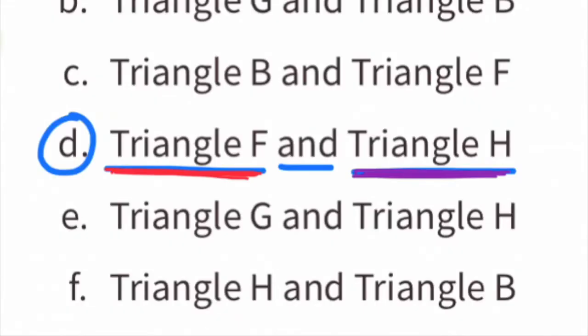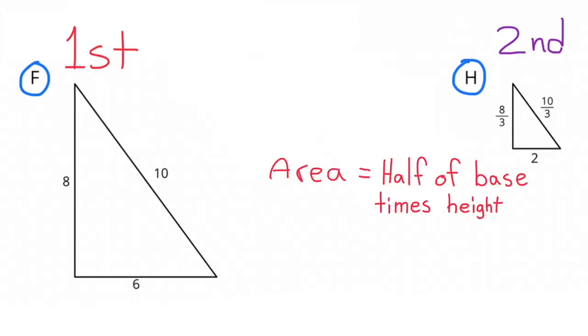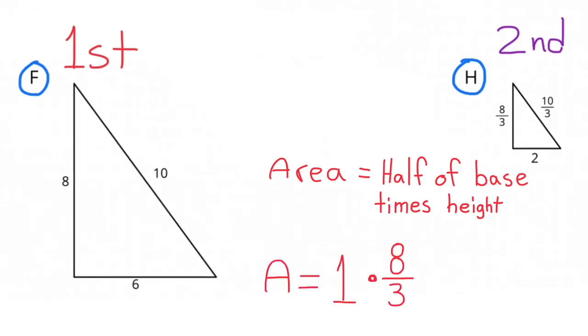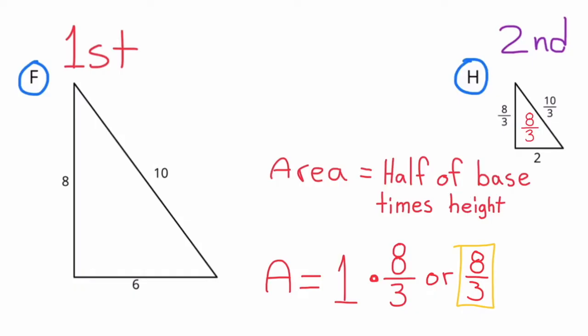D. Triangle F and triangle H. On the left is triangle F. It was the first one mentioned. On the right is triangle H. It was the second triangle mentioned. The area for triangle H is half the base times the height. The base is 2, so half the base would be 1. And 1 times the height, or 1 times 8/3, equals 8/3. So the area of triangle H is 8/3 square units.